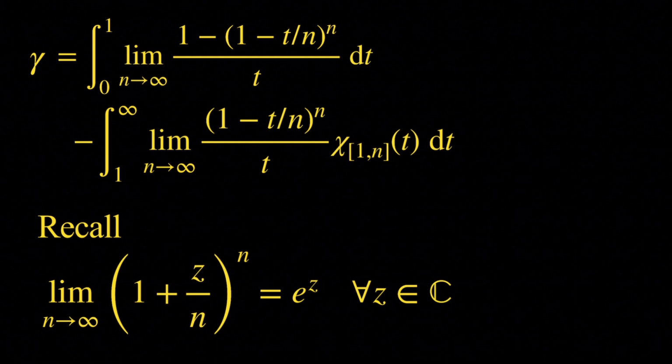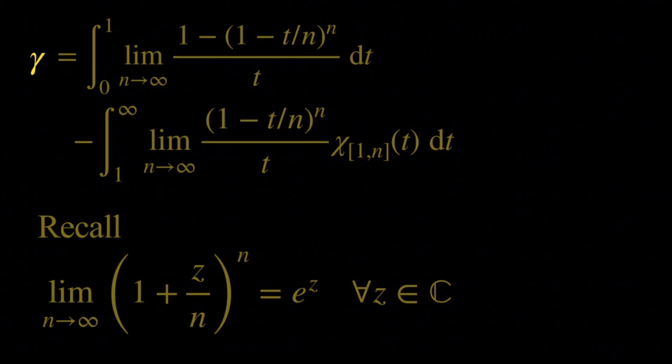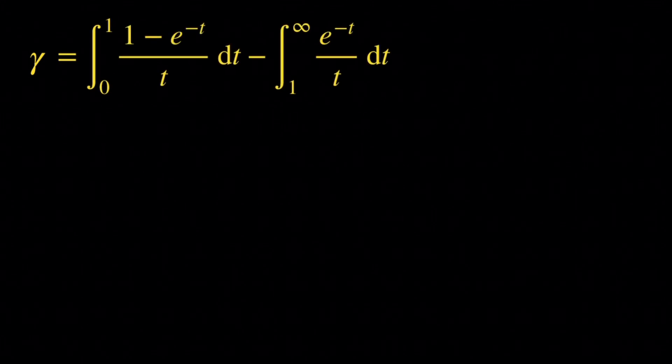and the cutoff function is going to be the characteristic function. So the limit of the cutoff function is going to be the function that is identically 1 from 1 to infinity. So we're going to get that gamma is equal to the integral from 0 to 1 of (1 minus e^(-t)) by t dt minus the integral from 1 to infinity of e^(-t) by t dt. So this is the first representation of gamma by integrals.